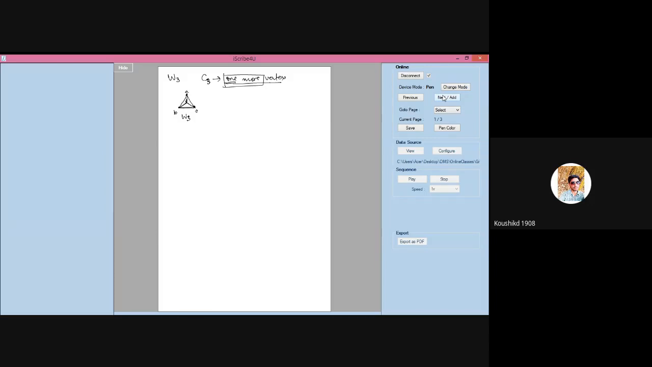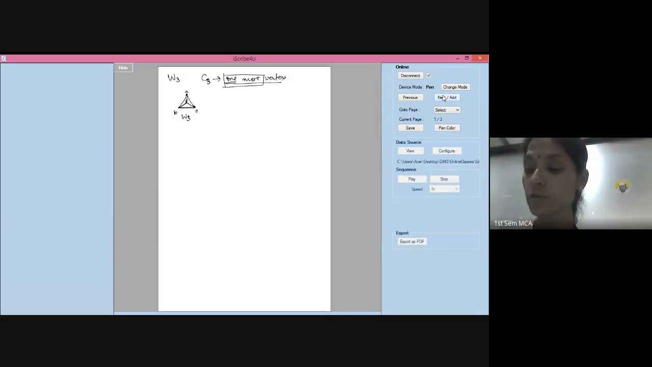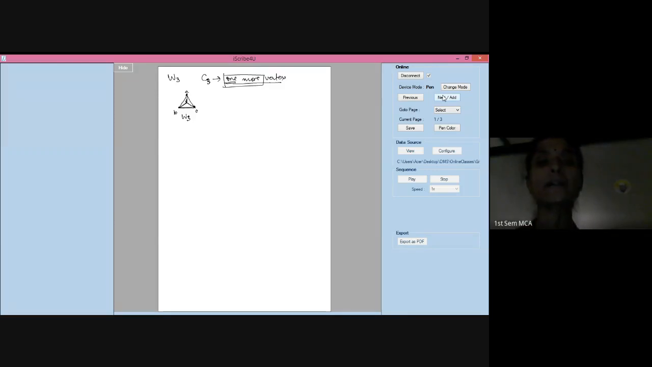Always to the cycle, you add a new vertex, and that new vertex should be joined to the existing vertices which are there. Now, let me show you what is W4.